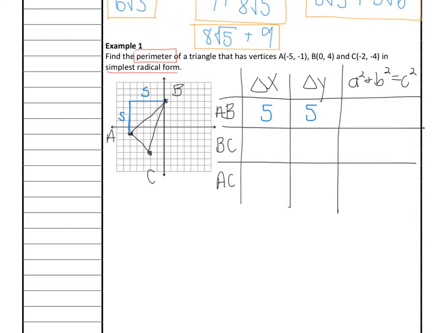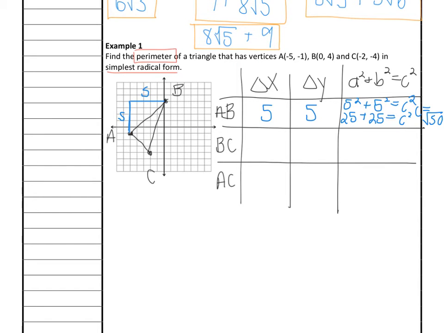So if I do Pythagorean theorem on that, I'm going to get 5 squared plus 5 squared equals c squared. 5 squared is going to give me 25 plus 25 equals c squared. So plain and simple, I'm going to end up with c equals the square root of 50. All right? So one side, done. Well, now I got to do the same exact thing for my other sides.